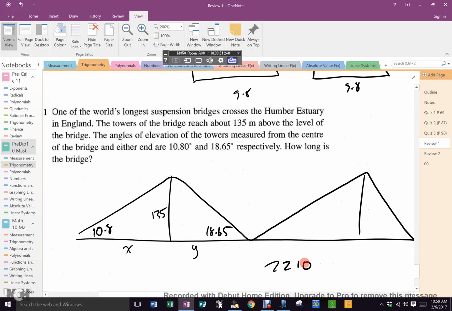Is the quiz tomorrow just triangles? Like what part of what we've done so far? This review. Just triangles.